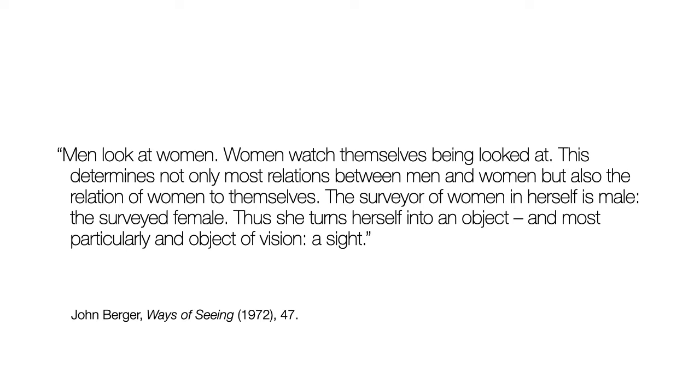So he says here, "Men look at women. Women watch themselves being looked at. This determines not only most relations between men and women, but also the relation of women to themselves. The surveyor of woman in herself is male, the surveyed female. Thus she turns herself into an object, and most particularly an object of vision, a sight." So he's talking about how women are already constituted as objects to be looked at by men who possess this gaze, and then women are internalizing this gaze back on themselves.